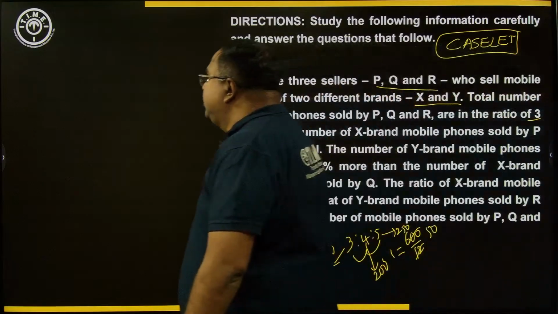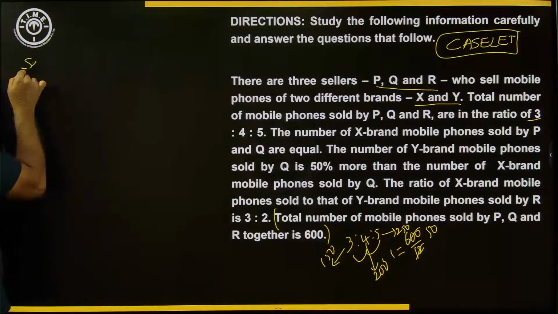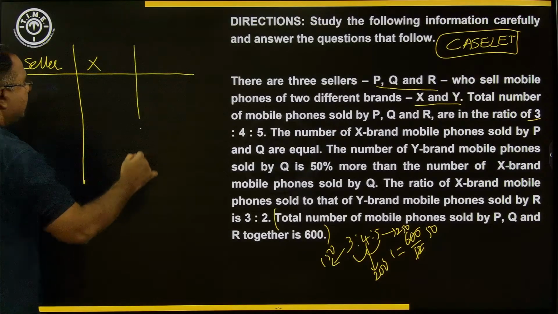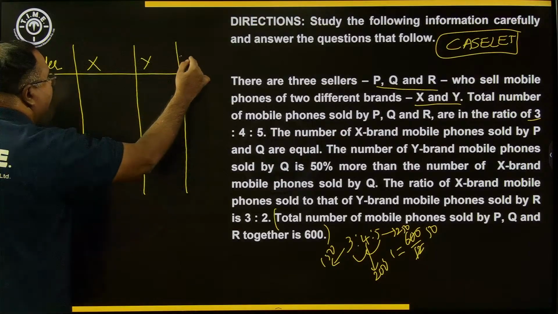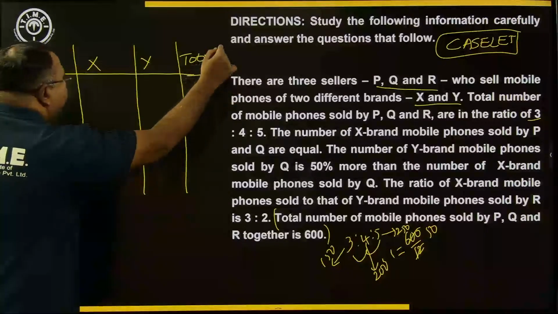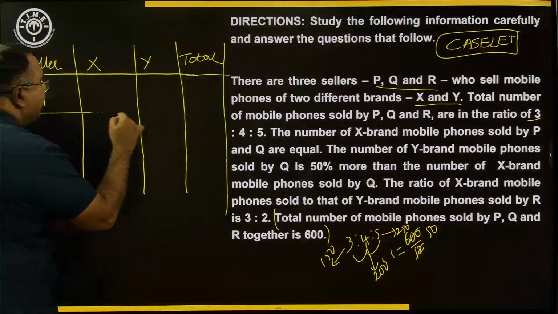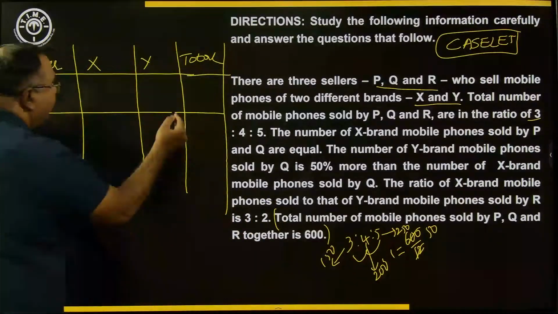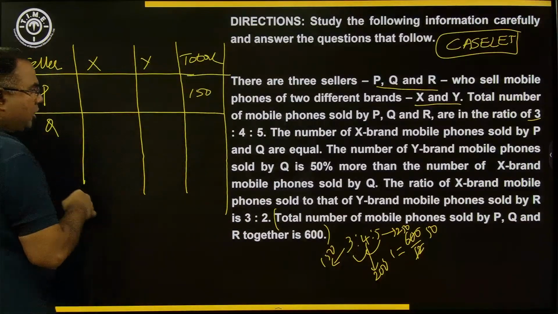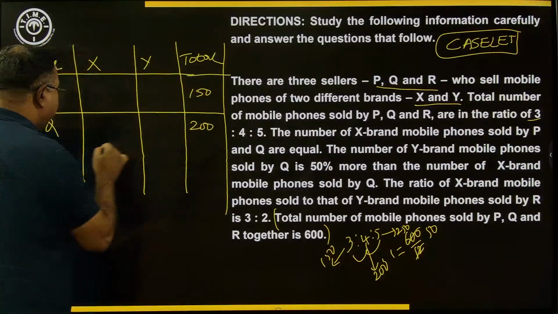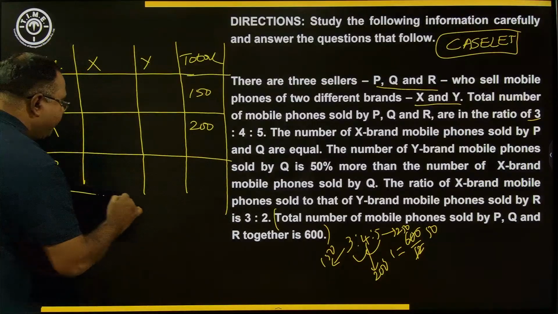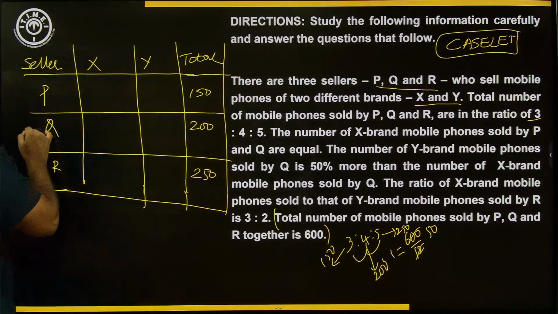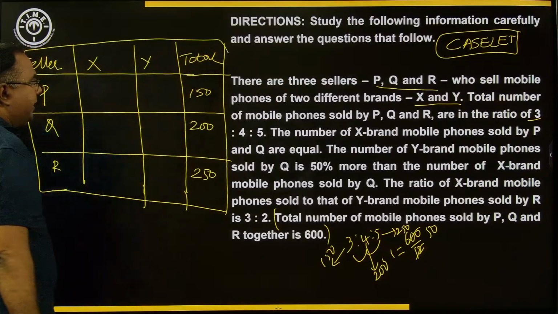So let me write it down. Sellers P, Q, and R. They're selling brand X mobiles. They're selling brand Y mobiles. And they're selling totals. How many have they sold in total? Seller P, 3 into 50, 150. Seller Q, total 4 into 50, 200. Seller R, 5 into 50, 250. Right? Now we have got some information.